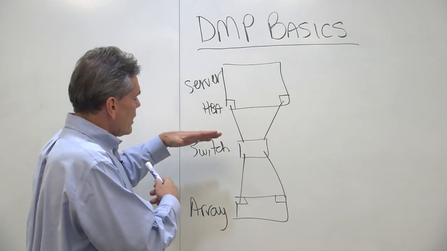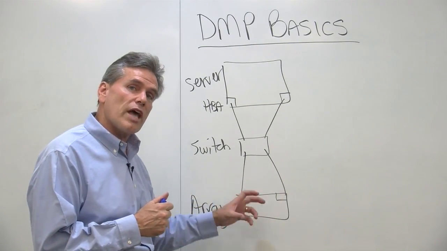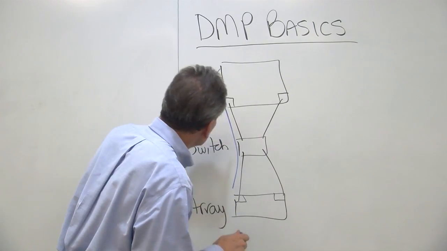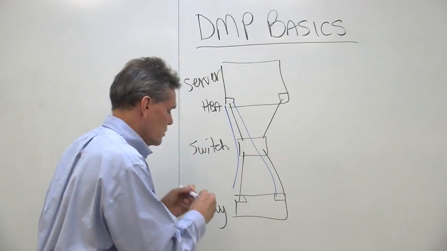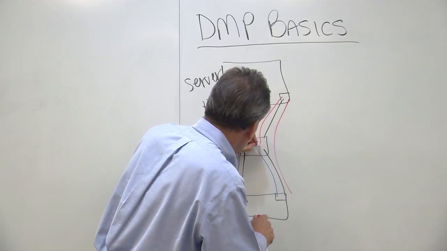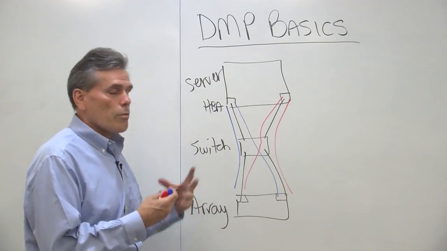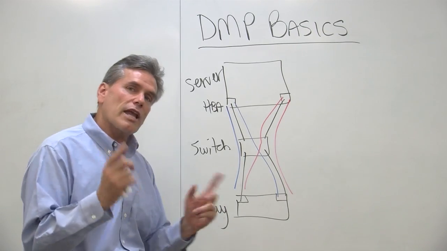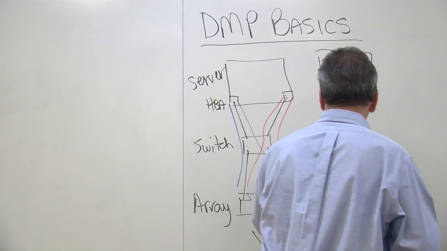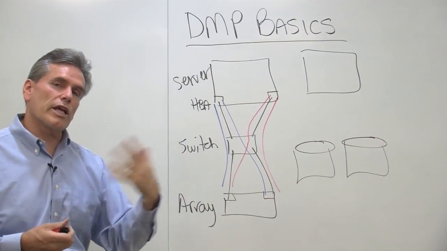Now, if we look at what are the paths to get to the different LUNs that are being zoned out from that array to this server, it would look like this. Okay. So in this simple example, we've got 4 paths to each LUN. Let's look at it from a little different perspective. All right, let's say that we're zoning out 2 LUNs.